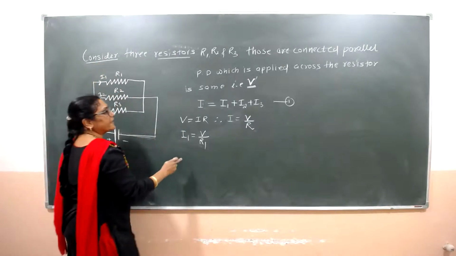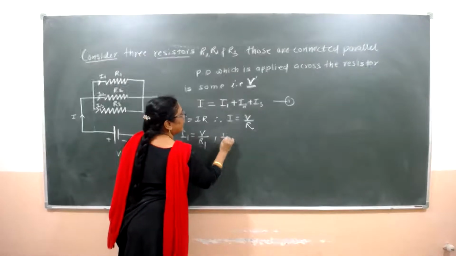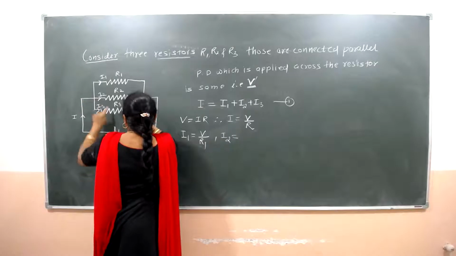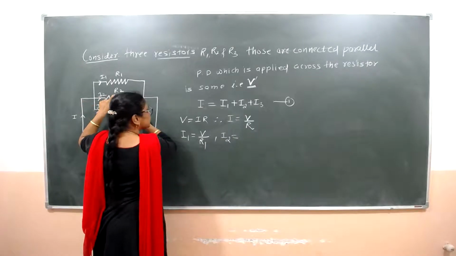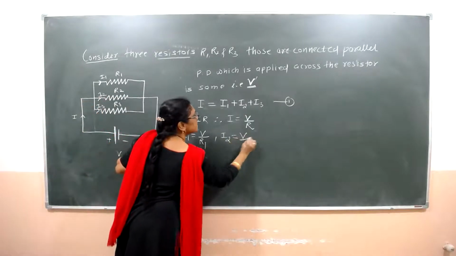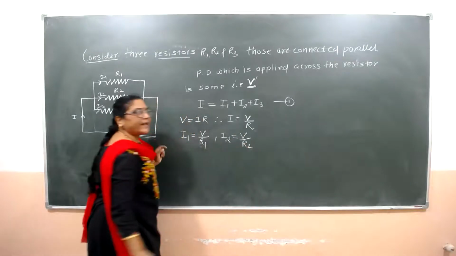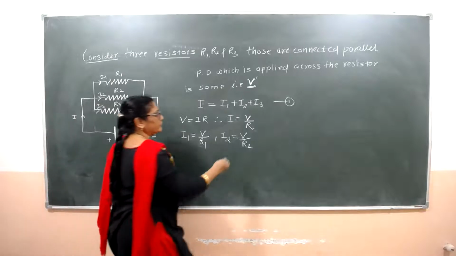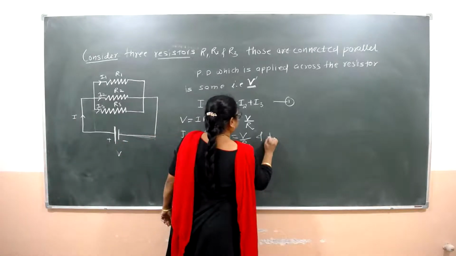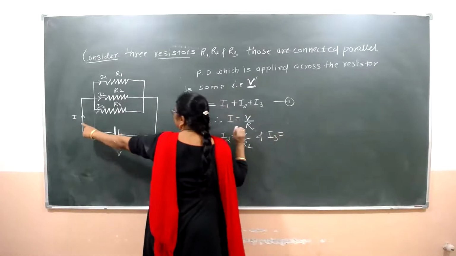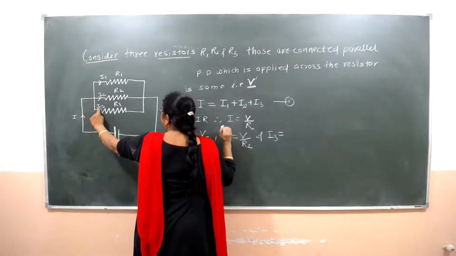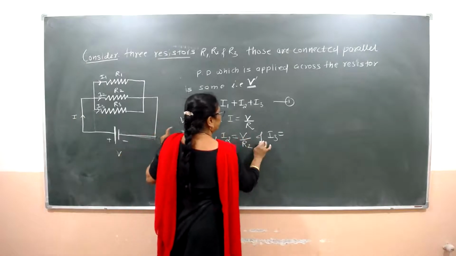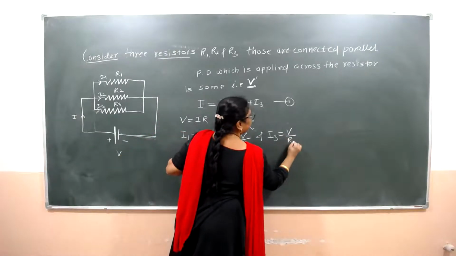Then find out the second, that is I2. I2 is equal to, for the second branch, potential V, current I2, resistance R2. Therefore, V is the same because it is applied across the three combination. So I2 is V divided by R2. And I3 is equal to, see the third branch. In the third branch, current is I3, resistance is R3, but the potential is V. Therefore, I3 is equal to V divided by R3.